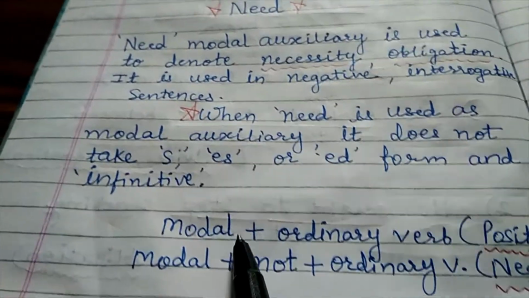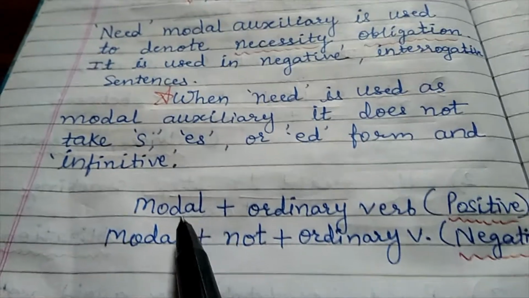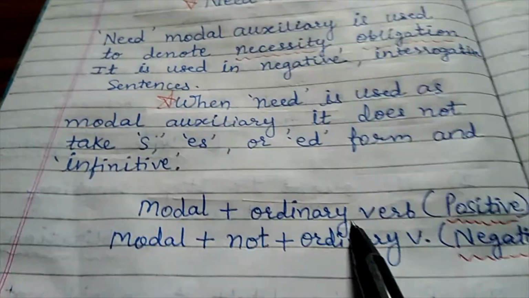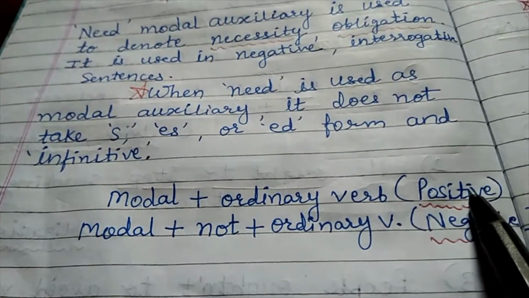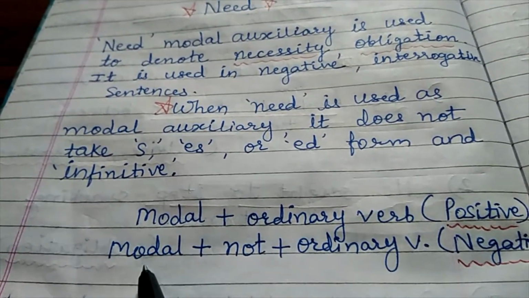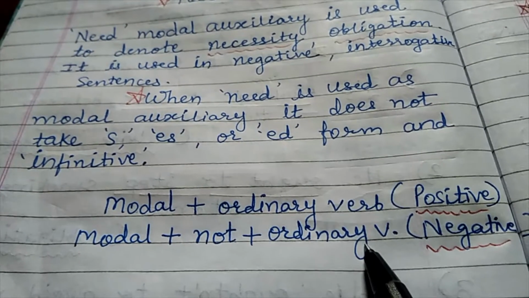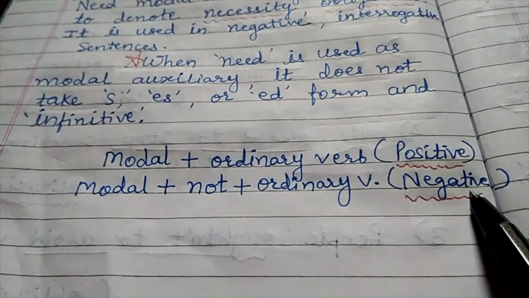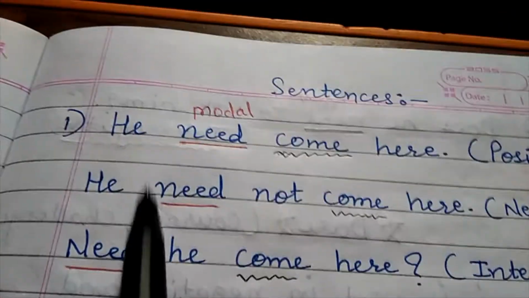Modal auxiliary means modal need plus ordinary verb if the sentence is positive. Modal plus not means need plus not plus ordinary verb if the sentence is negative. Now let's learn through example sentences.